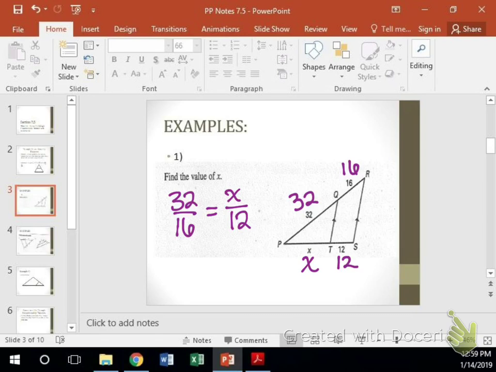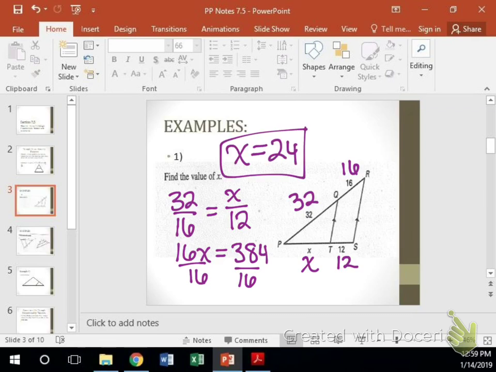All right, in order to solve it, we need to cross multiply. So we have to take 16 times X. What does that give me? 16X, and we have to take 32 times 12. 384. In order to get X all alone, we need to divide by 16, and we get X equals 24. Okay. Wonderful. Questions about how we solved that one?